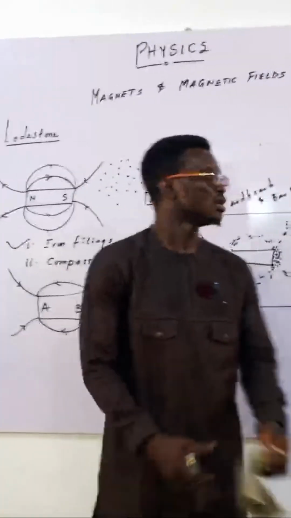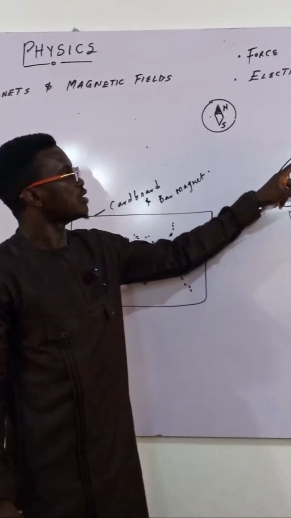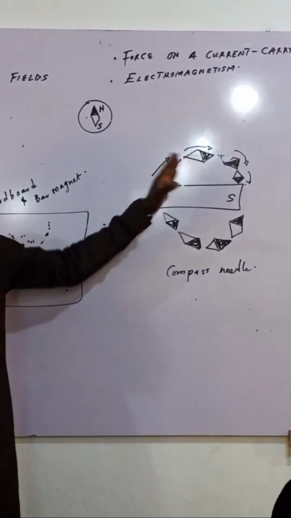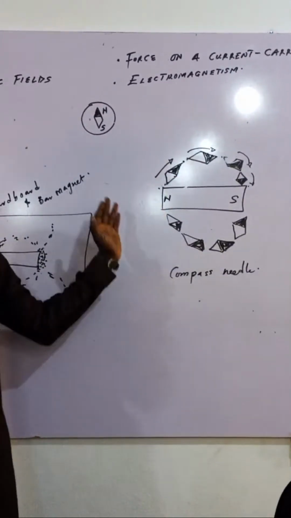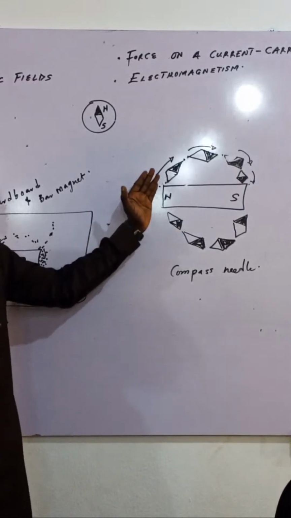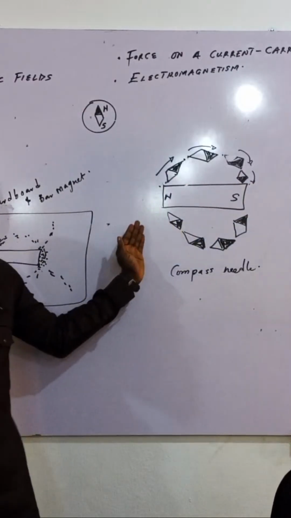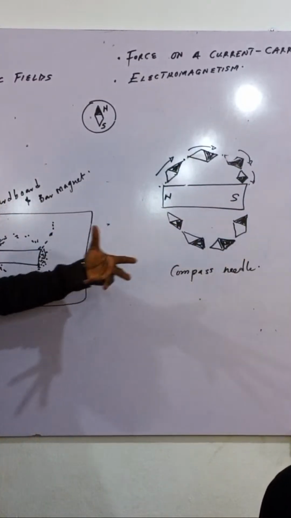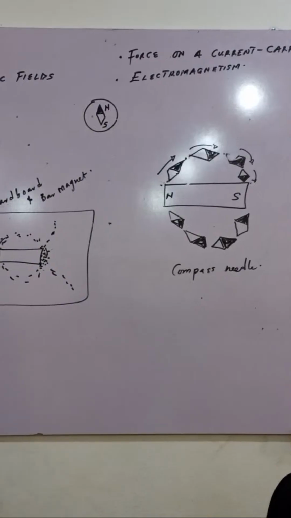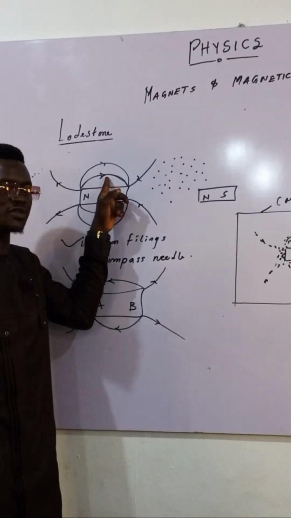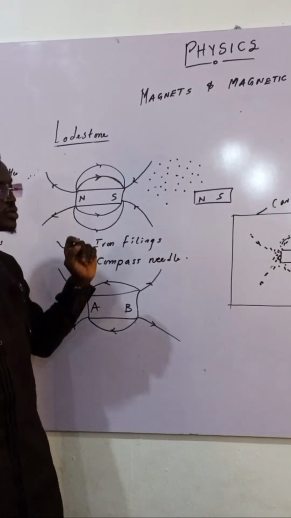Everybody look up. Between the north and south pole, which one is moving away? The north. So the direction in which that north pole tends to move is what gives you the magnetic field line. Is that taken? So this is a magnetic field line now. The line runs from north to south.